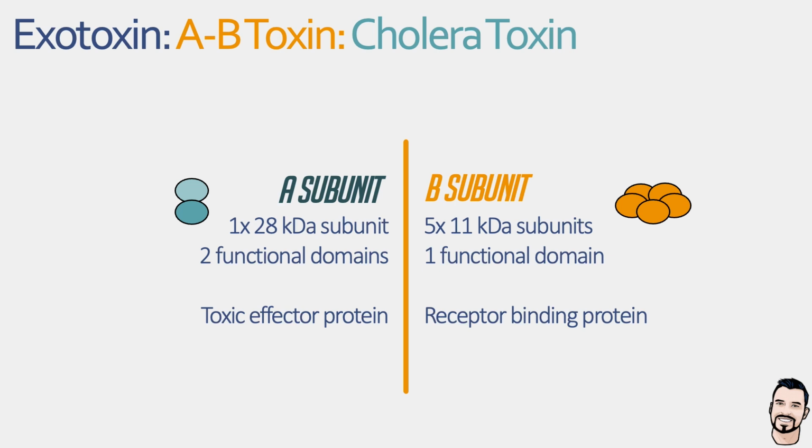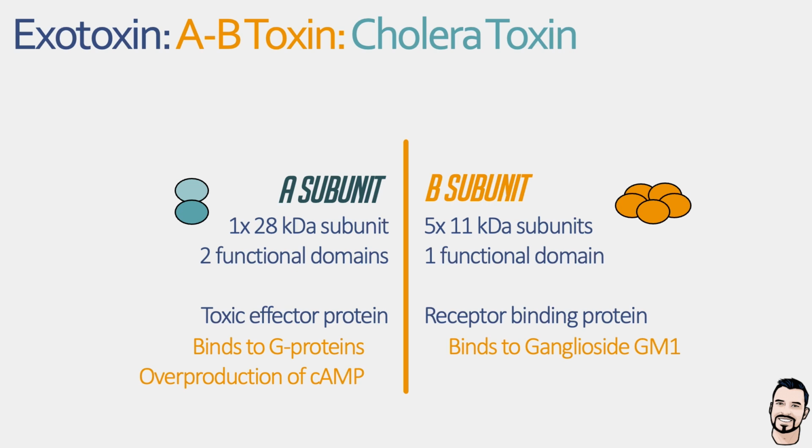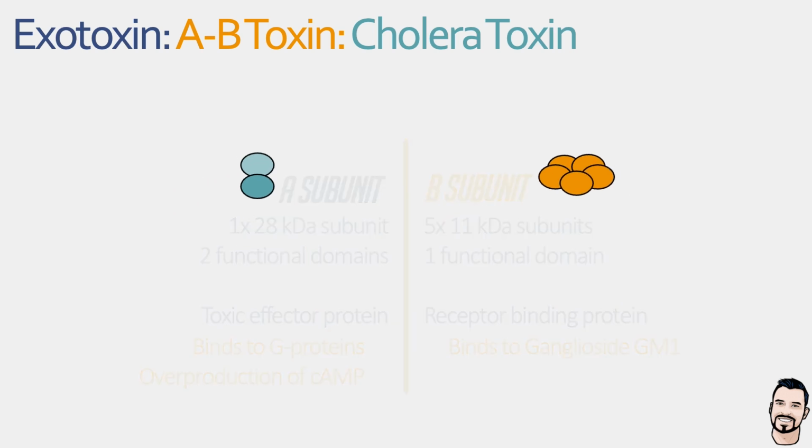And so the B subunit is responsible for binding to intestinal enterocytes via the ganglioside GM1 receptor. This allows delivery of the A subunit into the cytoplasm of the host cell, where it undergoes a little bit of processing, becoming activated and allowing it to bind to G proteins. Now, this binding alters biochemical processes within the cell, and in this instance it causes the overproduction of cyclic AMP from ATP, so converting all readily available ATP into cAMP. So let's have a look at this entire process in a little more detail.